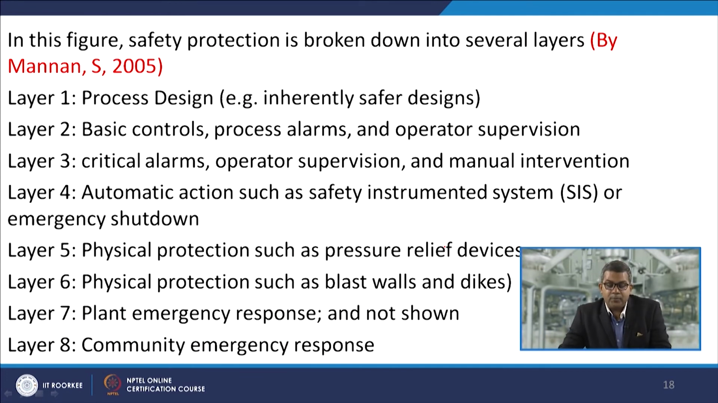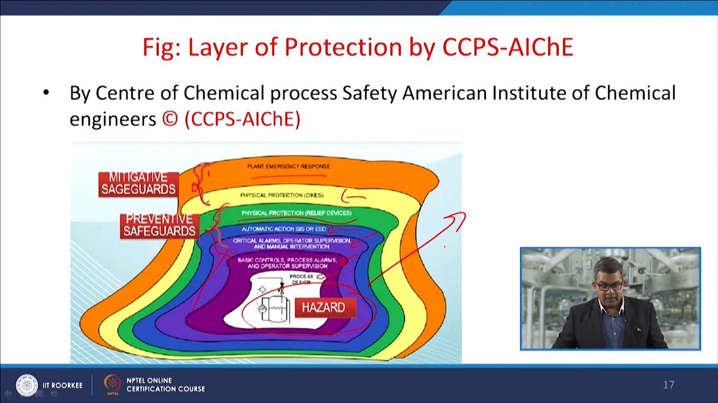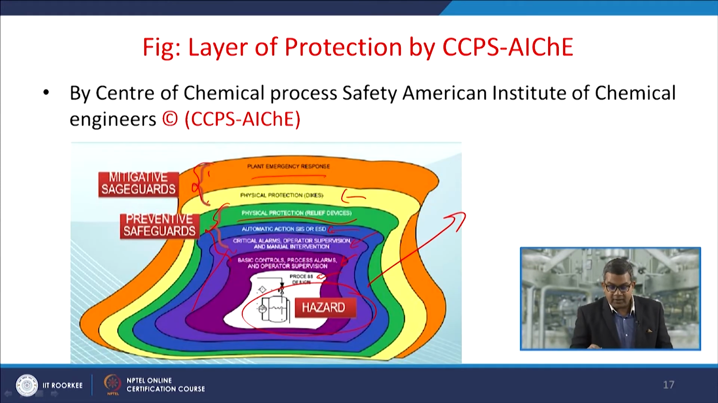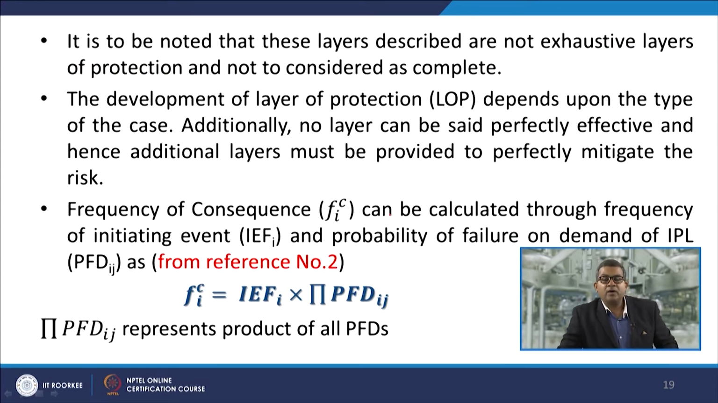Now in this figure, the safety protection is broken into several layers. Layer one is the process design. Then we have discussed the basic control, process alarms, etc. So you can see that there are different layers. On the basis of these different layers, you can respond to various accidents if any take place. It is to be noted that these layers are not exhaustive layers of protection and should not be considered a complete set, because some unforeseen circumstances may take place. So the development of layers of protection depends upon the type of case. Additionally, no layer can be said to be perfectly effective, and additional layers must be provided to mitigate the risk.